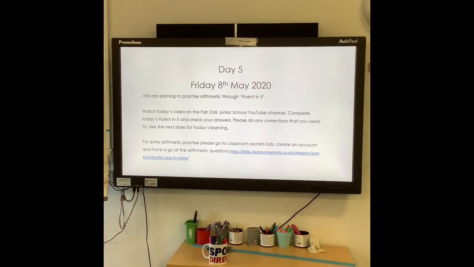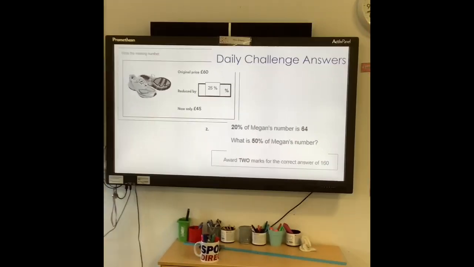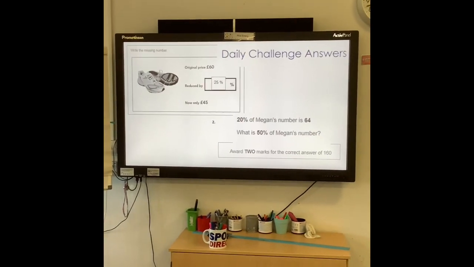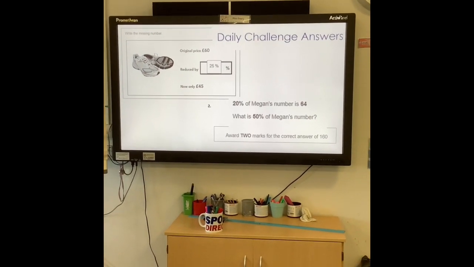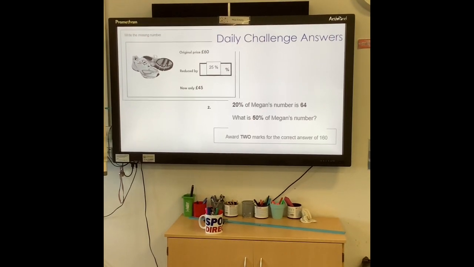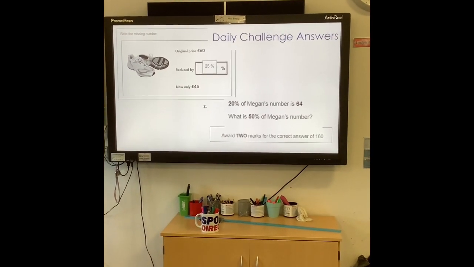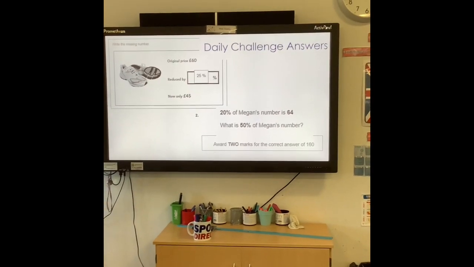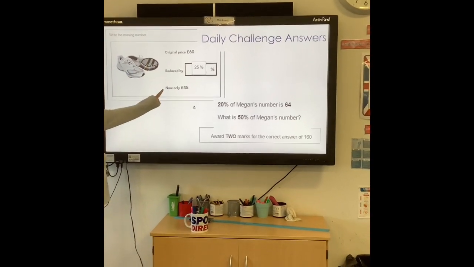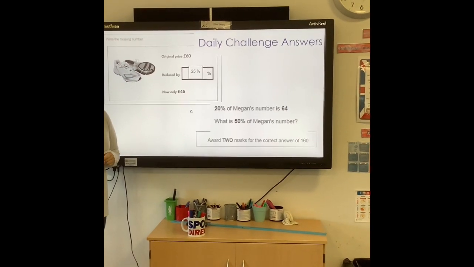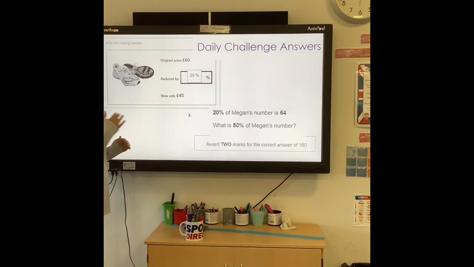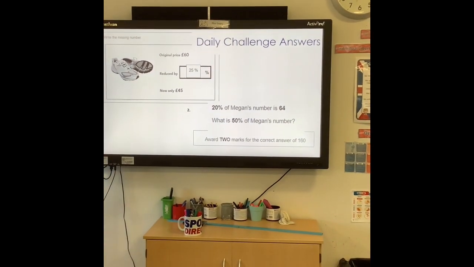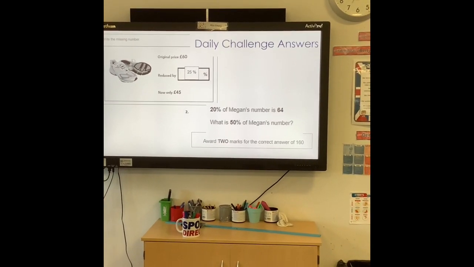So, yesterday's problems. We had to find the missing number. We knew that the trainers originally cost £60 and then once they'd been reduced they were £45. Now, the simplest way of working this out is to find the difference between 60 and 45, and that is £15. They'd gone down by £15. That's not the answer because it's not a percentage, but it can help us.